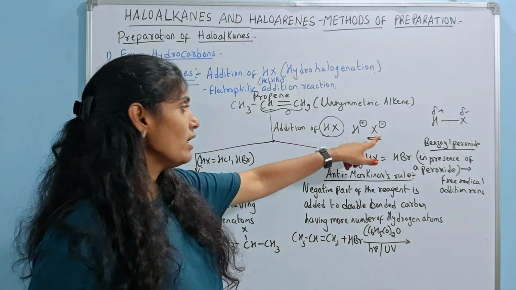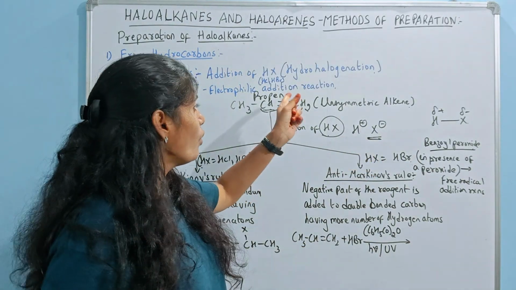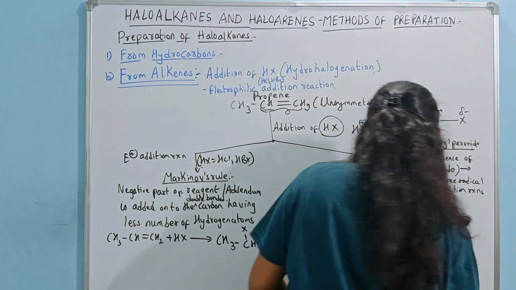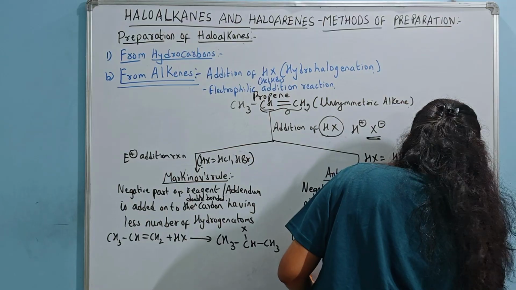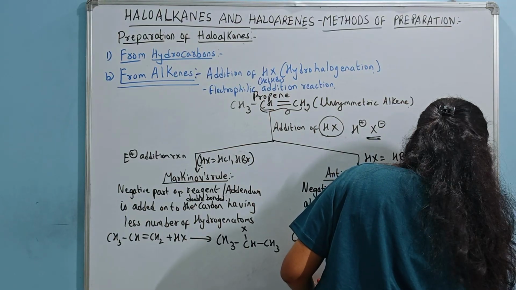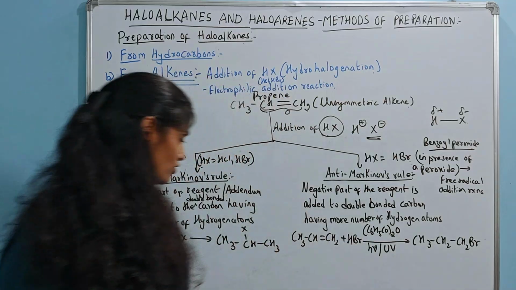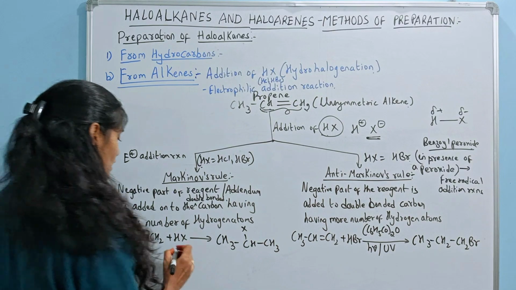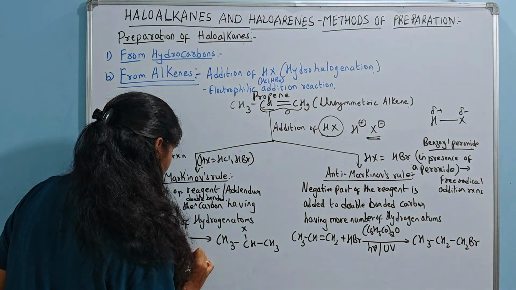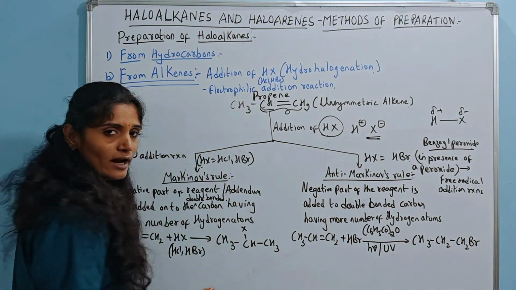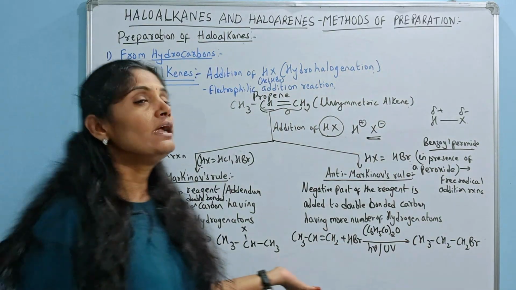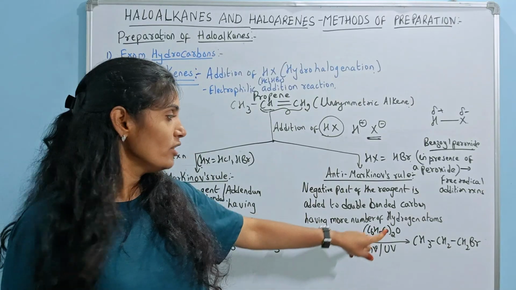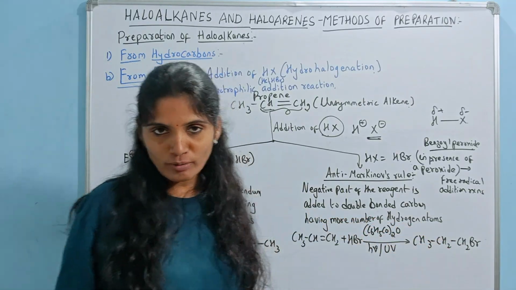Now how will the addition happen? Negative part of the reagent will go and attack on the carbon having more number of hydrogen atoms. So what will be the product here? CH3, CH2, CH2Br. Here I didn't specify halogen because it can be HCl or HBr, so I have just written it as X here, and in the product also I wrote X. Here it can't be just X because we have a lot of specificity, because it should be HBr in the presence of the peroxide. So I can directly write it to be bromine.